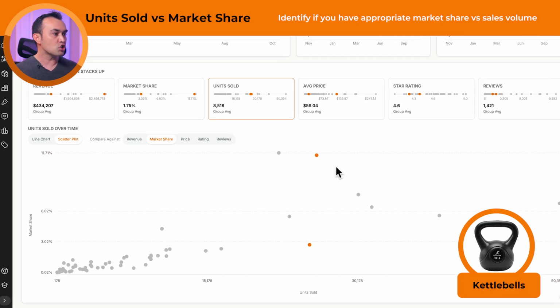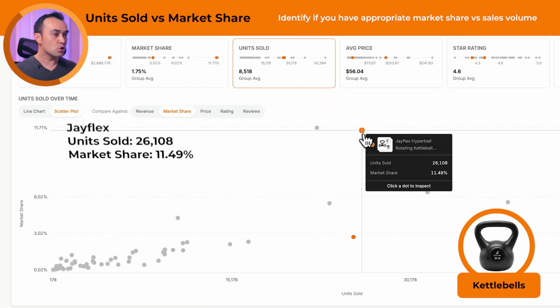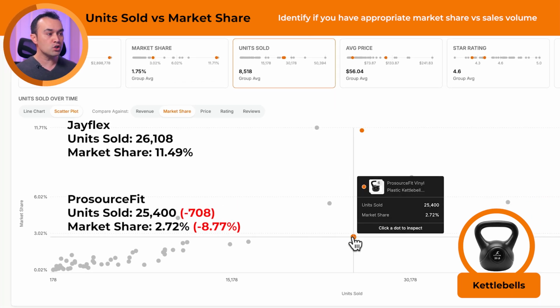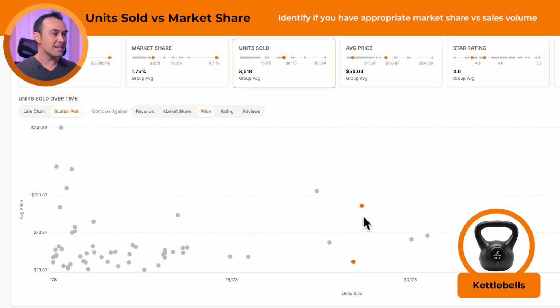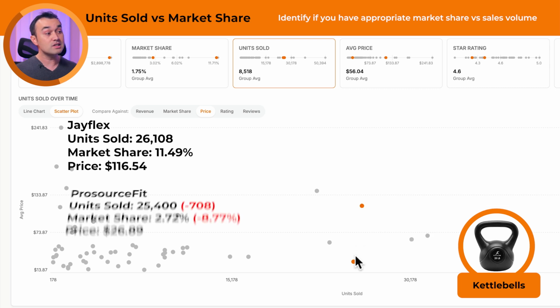For example, let's check out these kettlebells. Here's two products with only 700 units difference in annual sales, but one owns 11% of the market while the other has just 2.7%. What's the difference? Their price. So if we quickly switch to the price view, we can see that one is $116 versus $27 for the other.